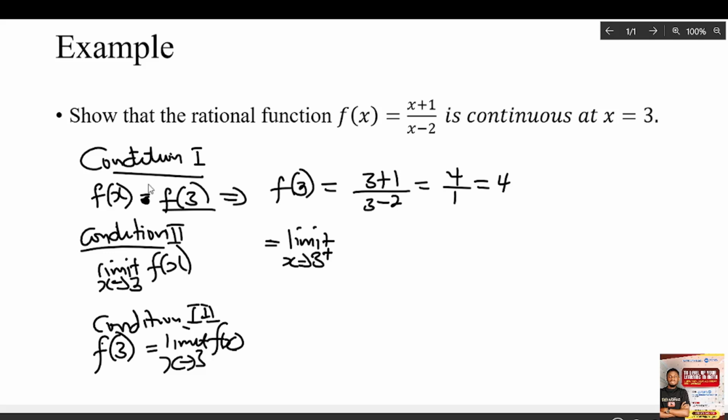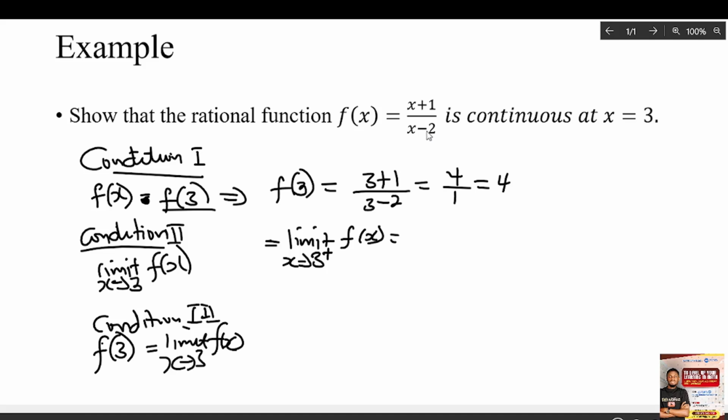Okay, so now let's check it. When the function is approaching from the right, we are going to substitute the values of x into the function. So in this example, when the graph is approaching from values of x which are slightly greater than 3, the numerator is being increased by 1. But when it is approaching from values slightly lesser than 3, the denominator is being reduced by 2.